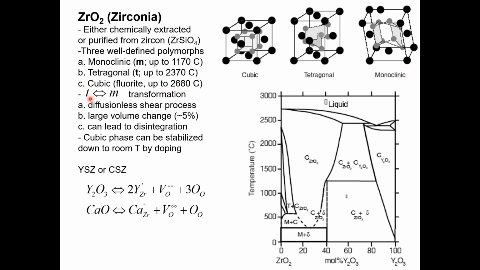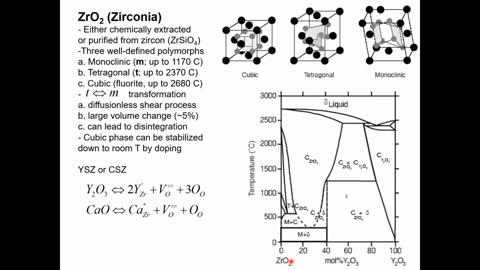And there is a transformation between monoclinic and tetragonal phase. It's a diffusionless, shear process. There's a large volume change, and so the material actually shatters sometimes because of the large volume change, cracks. But the cubic phase is the superionic phase, and it can be stabilized down to room temperature by doping.